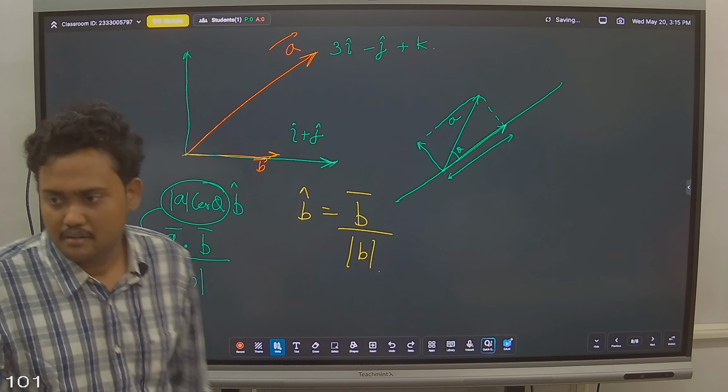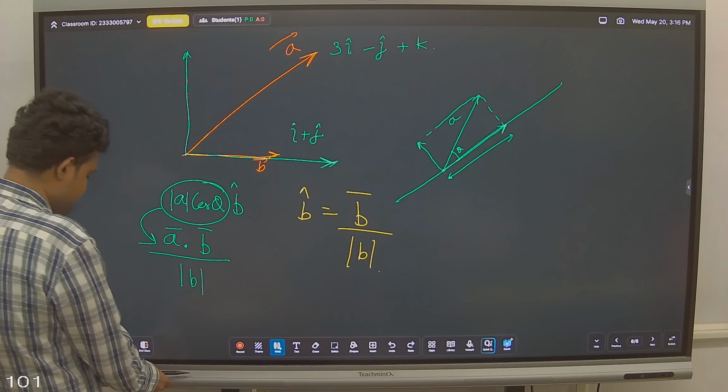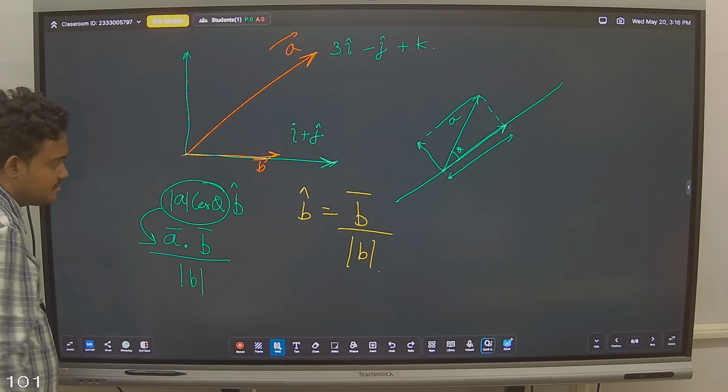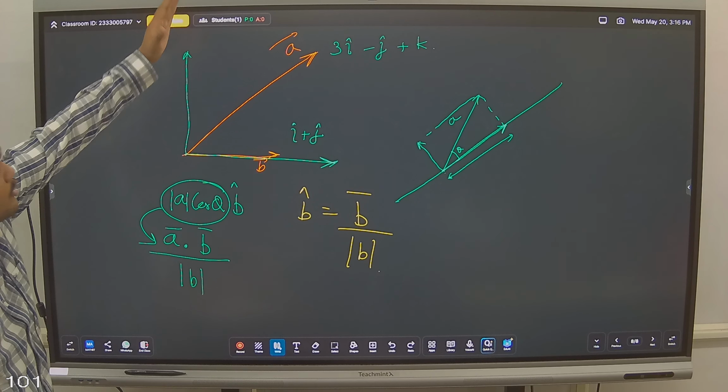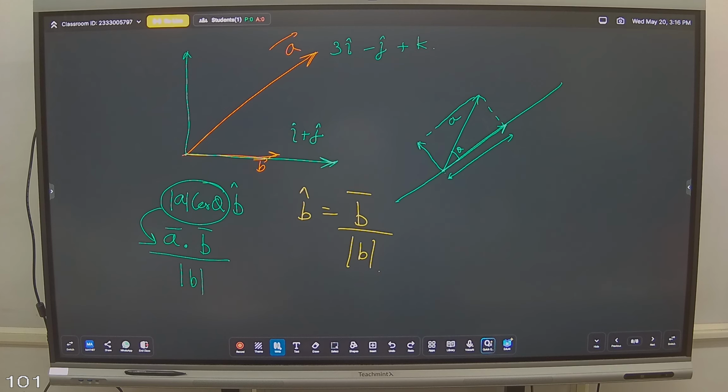What is I plus J? A joke? Okay, what am I finding? Mod A cos theta B cap, what is that? You know what A cos theta is? It is the component of A along B. You want to find the component vector of A along B.